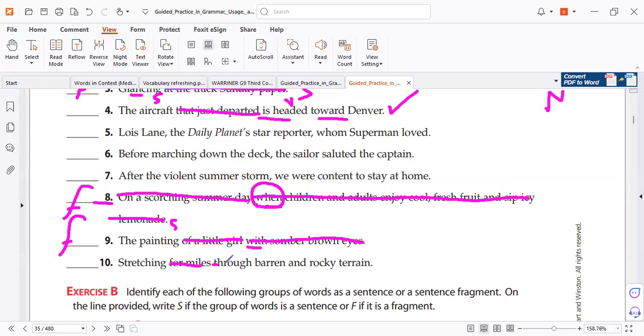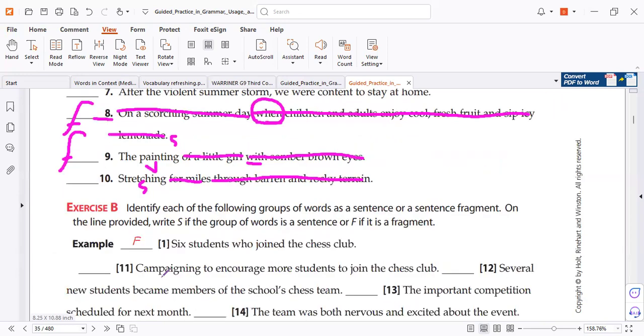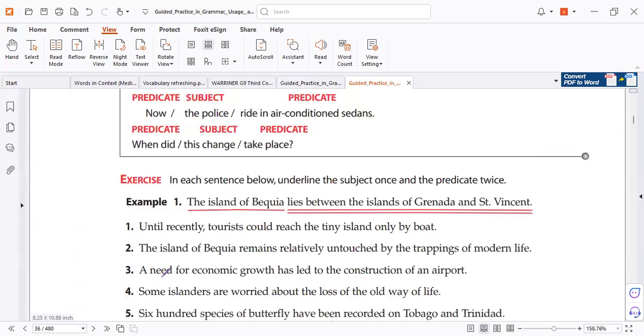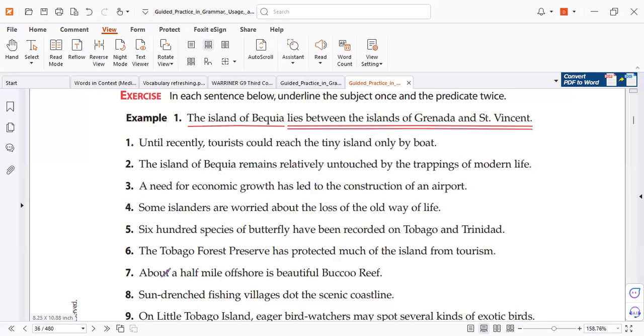Four miles. Through. We have a verb, no subject. Catch it? Yes. That is the point, my friend. Now we need to test here for something else. Find the subject and verb in number 2.